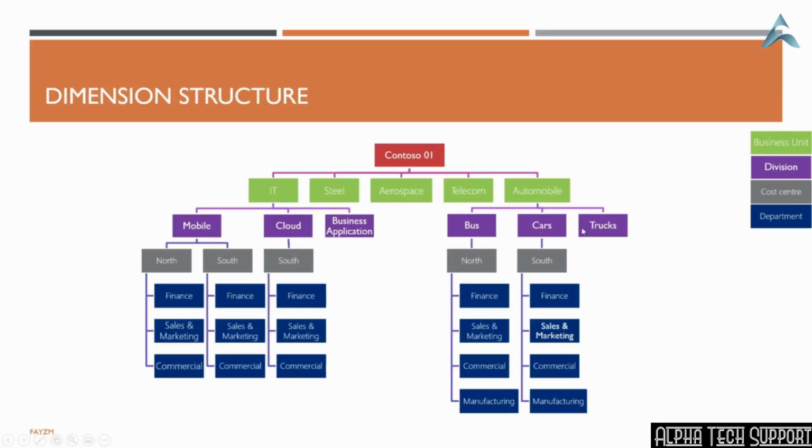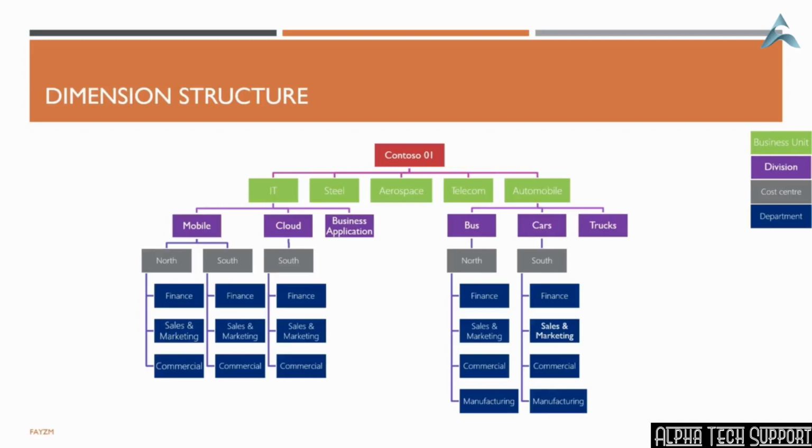Further down in the gray boxes, we have the cost centers, which is north, south against each of these divisions, which are in the purple boxes. And at the lowest level, we have the departments in the blue boxes, like finance, sales and marketing, commercial, and then manufacturing in case of the automobile business unit. So this is how we design the organization structure within Dynamics 365 Finance.